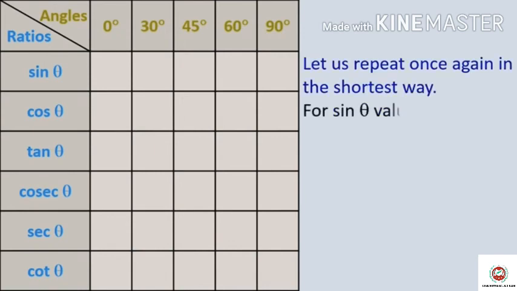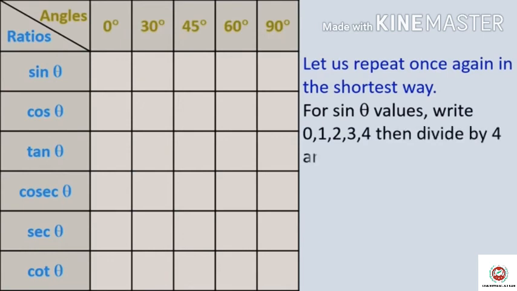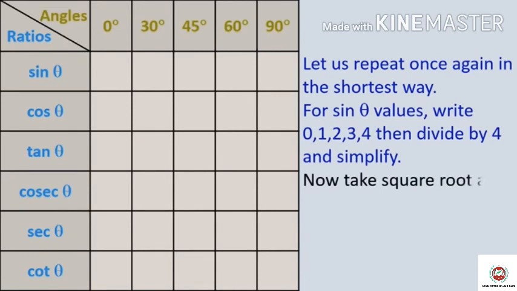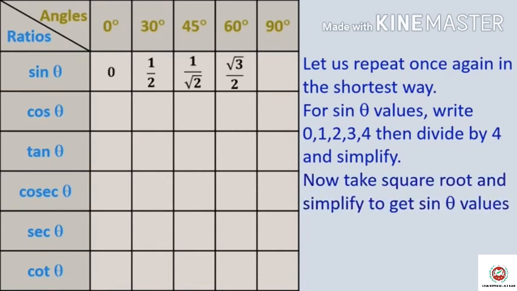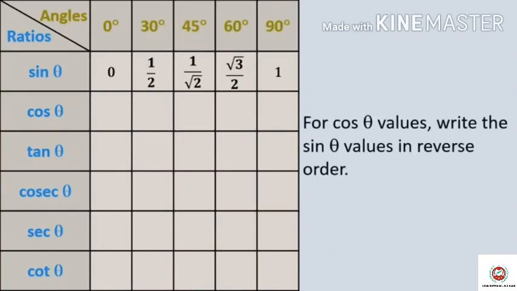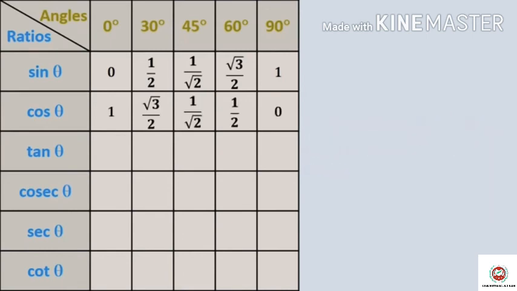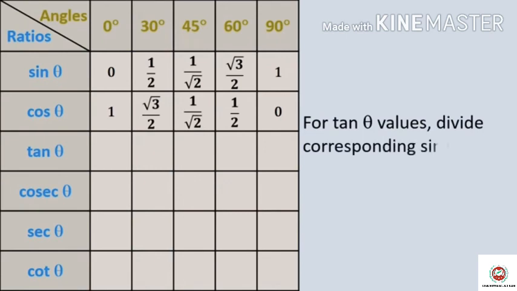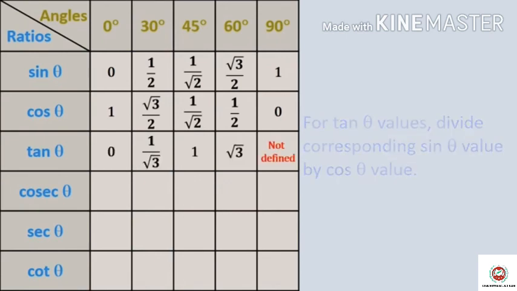For sin theta values we write 0, 1, 2, 3, 4 and divide by 4 and simplify. Now take the square root of the simplification, and we get the sin theta values. For the cos theta values, simply write the sin theta values in the reverse order. For the tan theta values, we divide the corresponding sin theta values by the cos theta values.